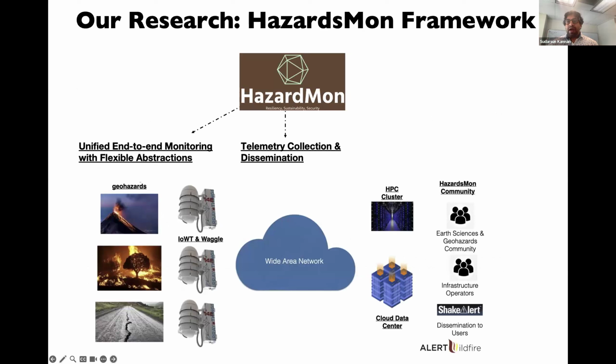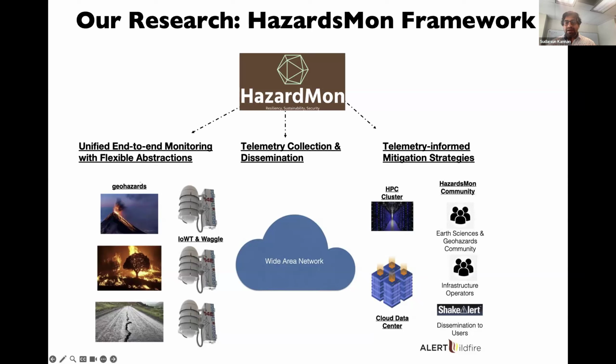Second, we want to provide infrastructure to very quickly either process some of this telemetry locally in each of these computing nodes, or disseminate it to HPC clusters or data centers to have a more detailed understanding of these things.